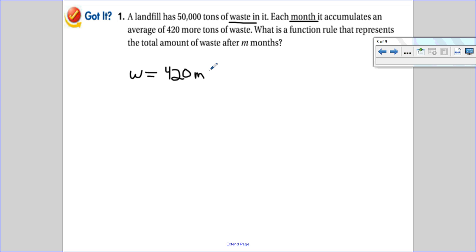And then you ask yourself, did we start with anything? Like, was there anything that we started at? Well, yeah, we started with 50,000 tons. So we have to add the 50,000 tons that we started with. Now again, these two could be flipped. It could look like this.